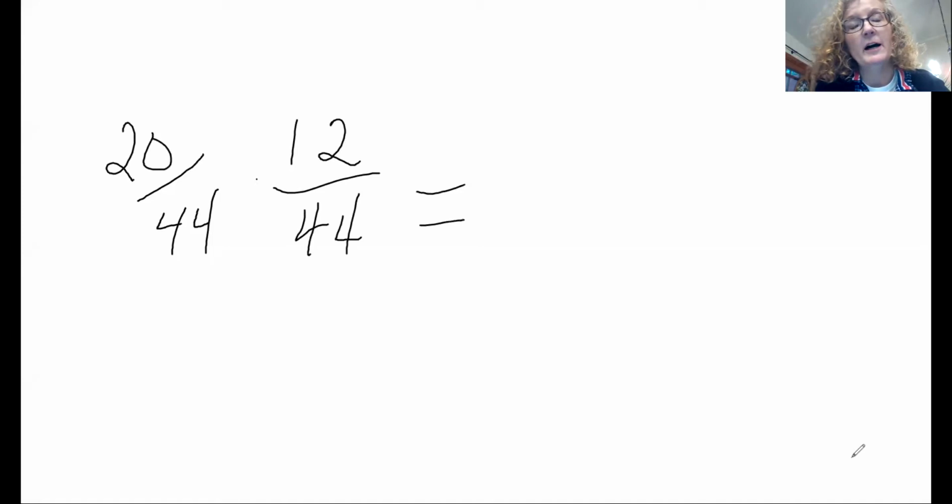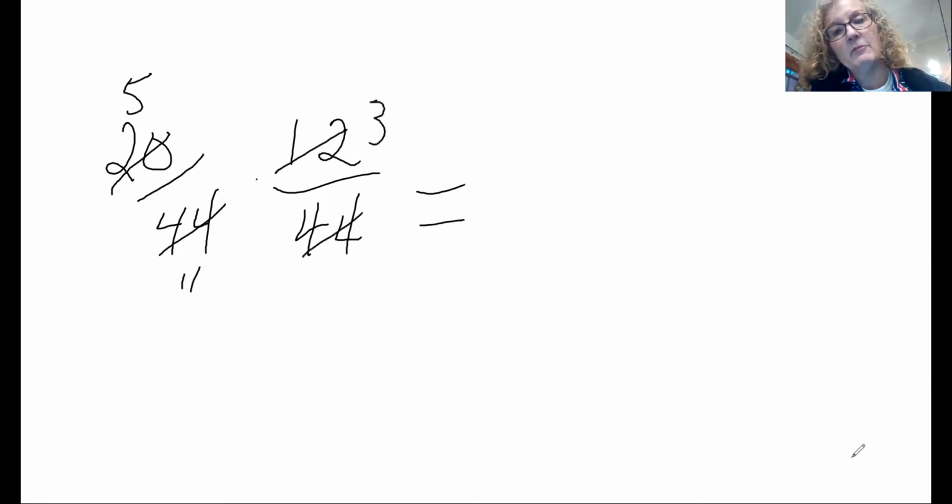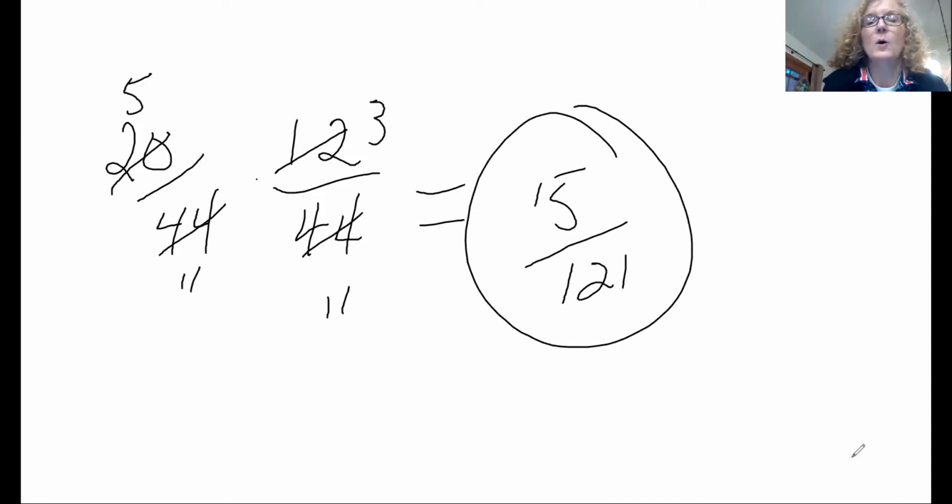See what we can simplify. Well, I can simplify a lot here. Let's look at that 20 over 44. If I divide both of those by 4, what do I get? Divide by 4, divide by 4. I can divide by 4 here as well. Divide by 4, divide by 4. So that's 15 out of, I do believe that's 121. So our chance of drawing a green cube and then putting that back and drawing a blue cube is 15 out of 121.